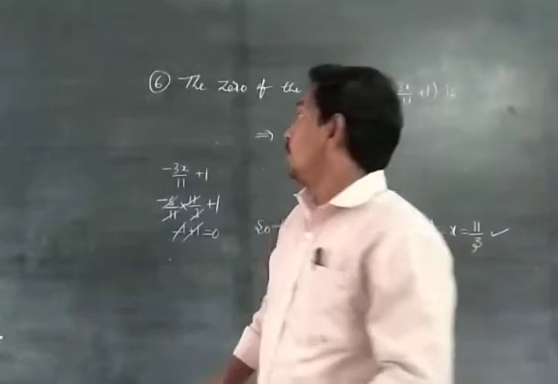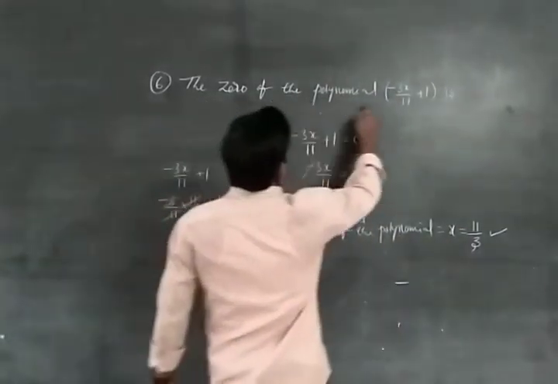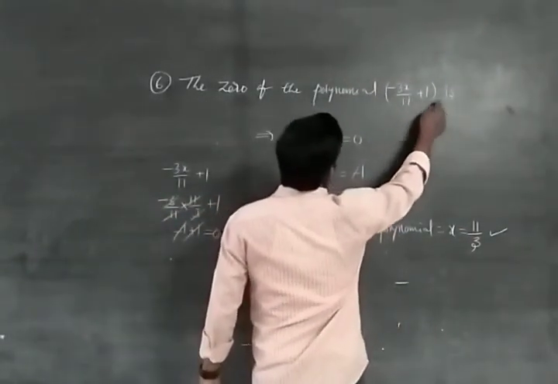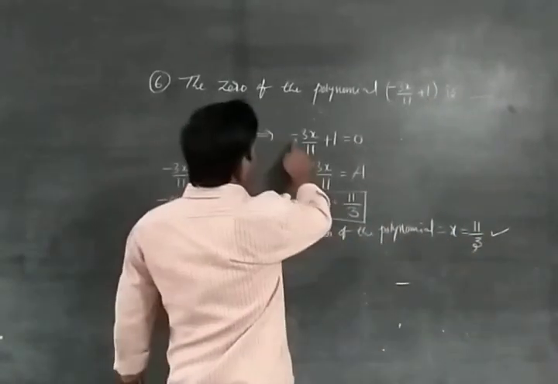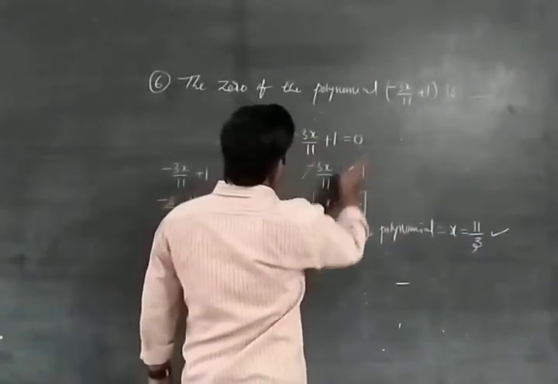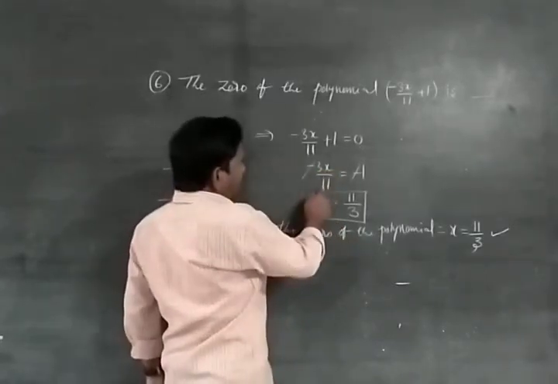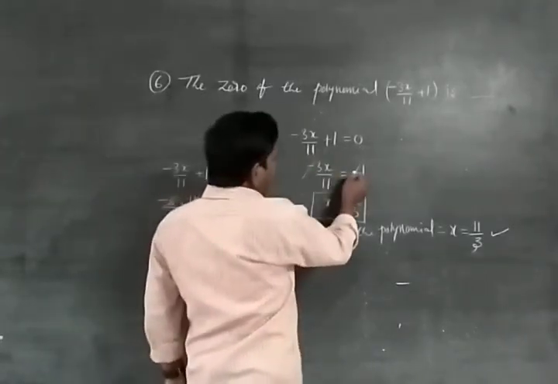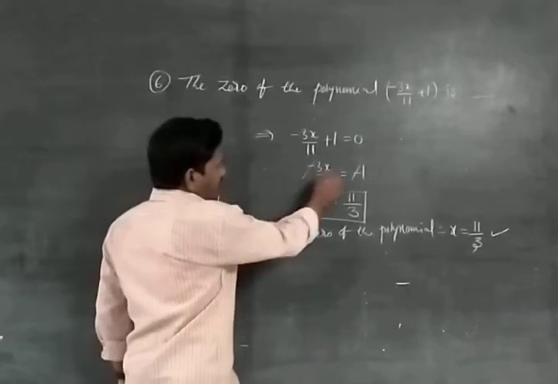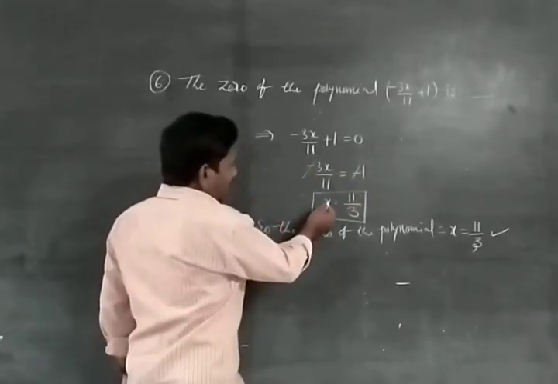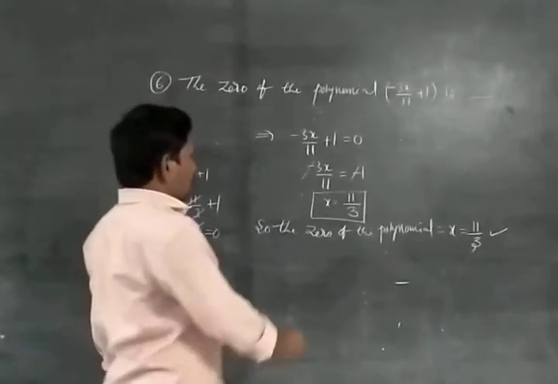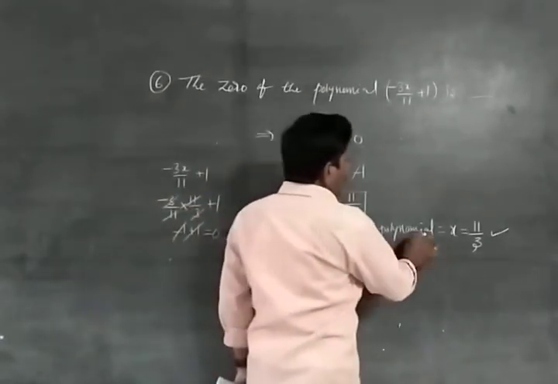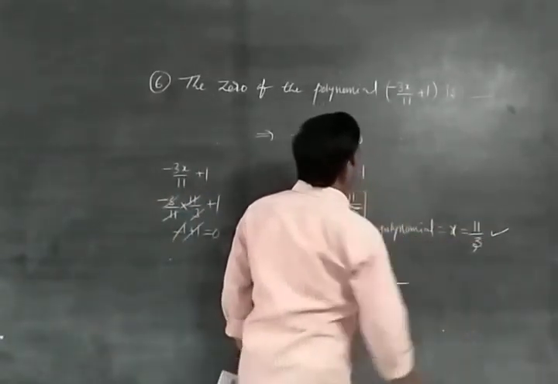Now, sixth problem. The zero of the polynomial minus 3x by 11 plus 1 is dash. Minus 3x by 11 plus 1 equal to 0. Minus 3x by 11 equal to minus 1. Minus, minus both are cancelled. Then x equal to 11 by 3. So the zero of the polynomial is x equal to 11 by 3.